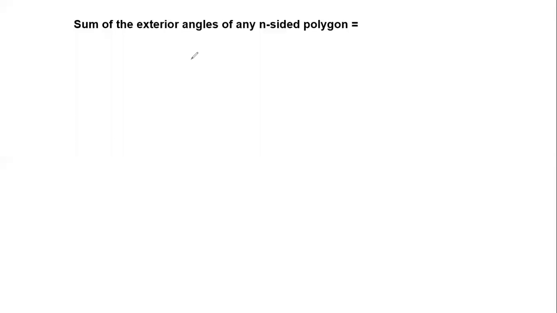Okay, so for that, let me take a triangle. Let's try to understand the formula. So if I take a triangle, let's say this is the triangle, I label it as A, B and C. Now if I say small a, small b and small c represent the interior angles of the triangle.